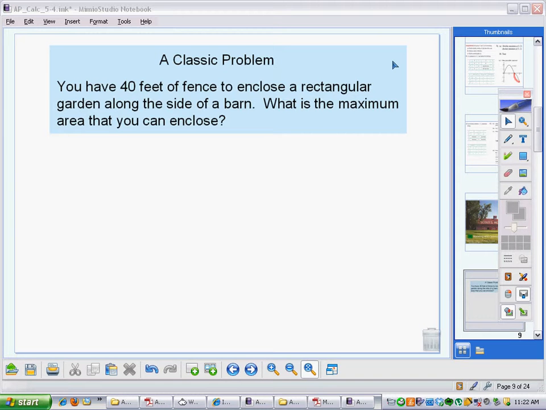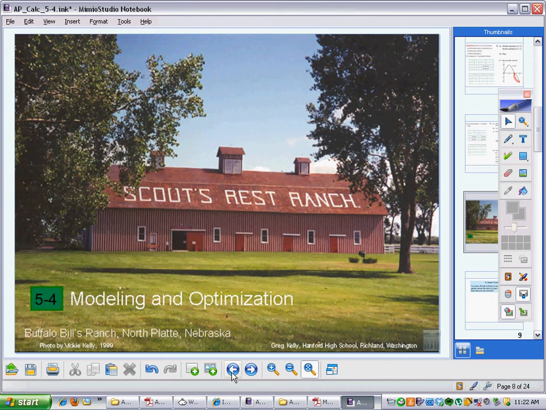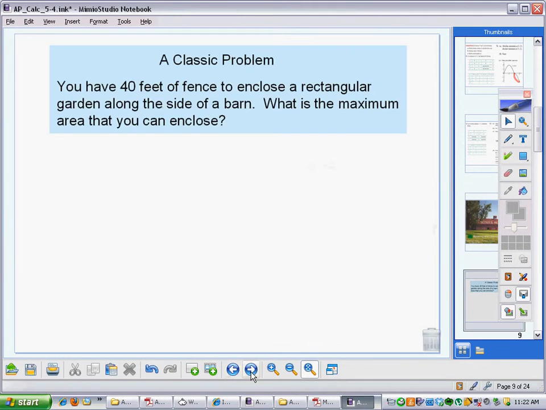Welcome. We are about to do lesson 5.4 on modeling and optimization. The title for the section, going back, is 5.4, Modeling and Optimization. All right, this is a classic problem, one that you've done in pre-calculus. This almost exact problem is here, and I actually told you about this problem earlier in the year.